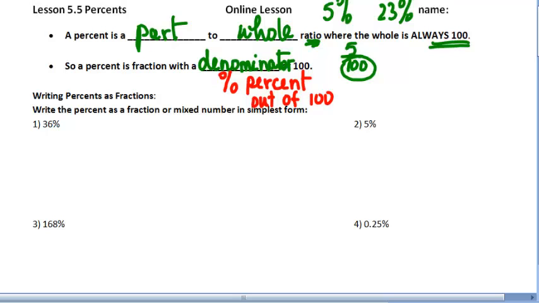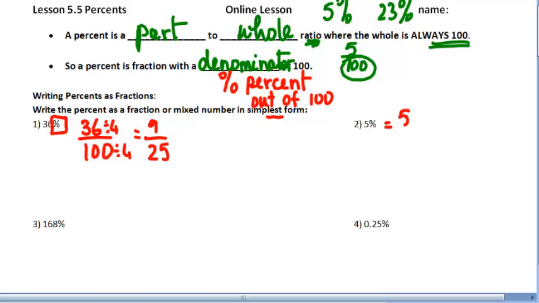So 36%, again, that's a percent sign, so that means it's 36 out of 100. They have asked me to write it in the simplest form, so think of the greatest common factor. In this case, it ends up to be 4. So divide by 4, I end up with 9 over 25. That's my simplest form.